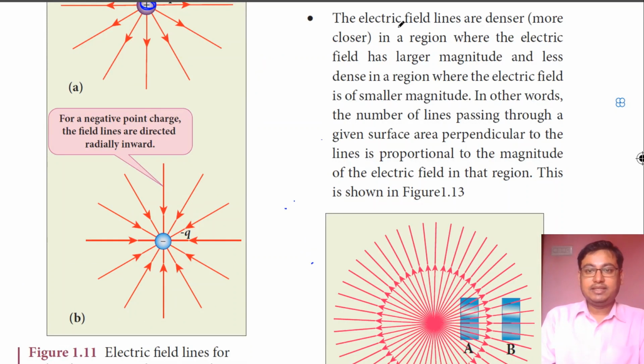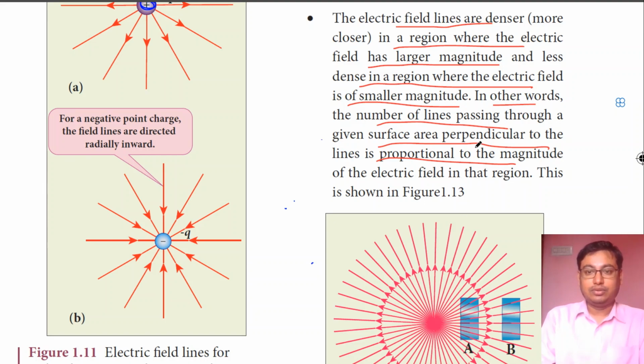Alright, the electric field lines are denser or closer in the region where the electric field has larger magnitude and less dense in the region where the electric field is of smaller magnitude. In other words, the number of lines passing through a given surface area perpendicular to the lines is proportional to the magnitude of the electric field in that region, as shown in the figure below.